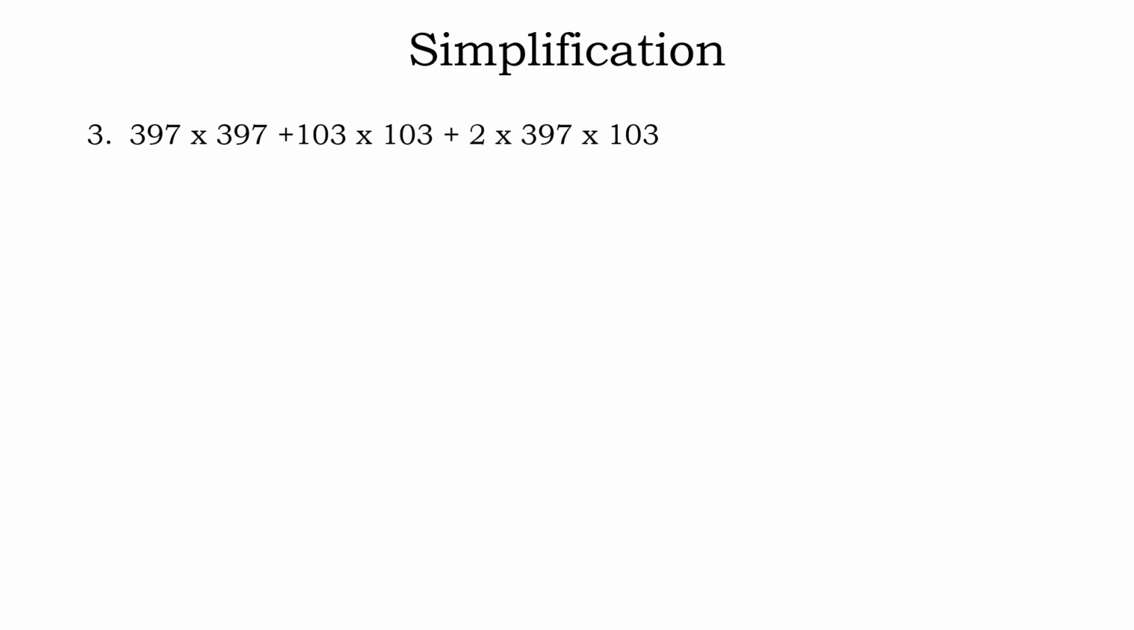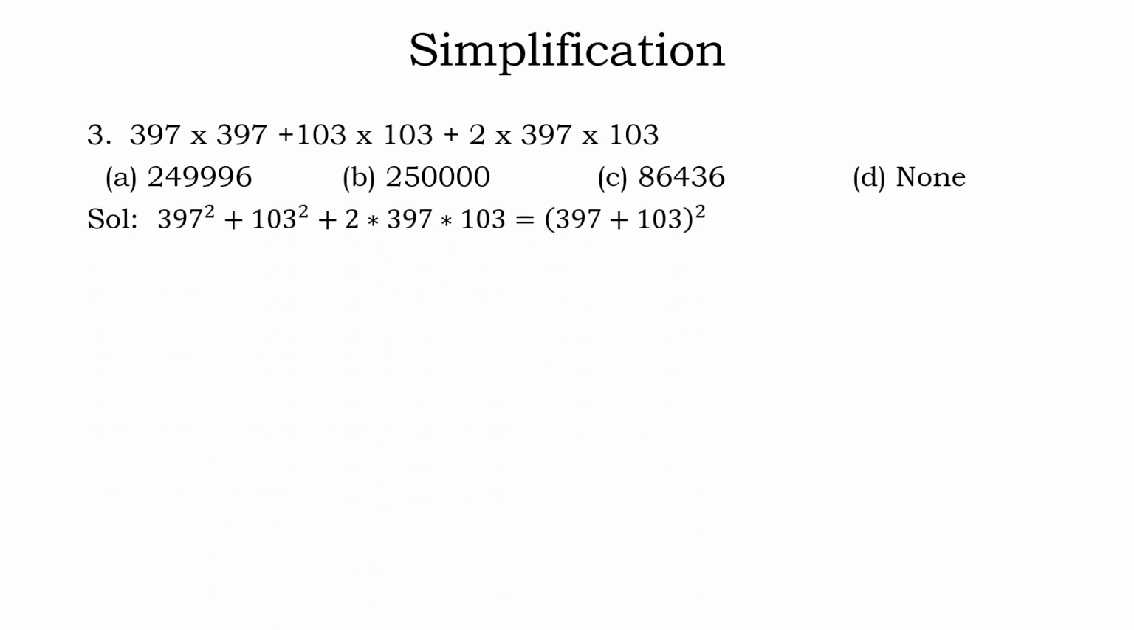So moving on to the next problem. Here 397 into 397 plus 103 into 103 plus 2 into 397 into 103. So here the problem is of the form a square plus b square plus 2ab. So we can write this as a plus b whole square. So 397 plus 103 whole square, which is 500 square, which is equal to 2,50,000. So the answer is B.